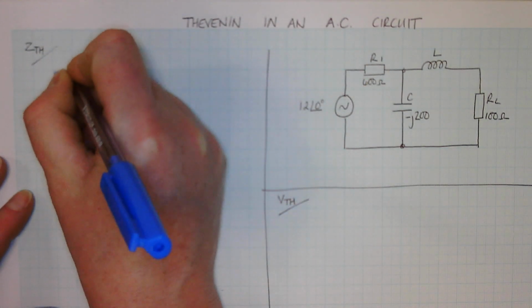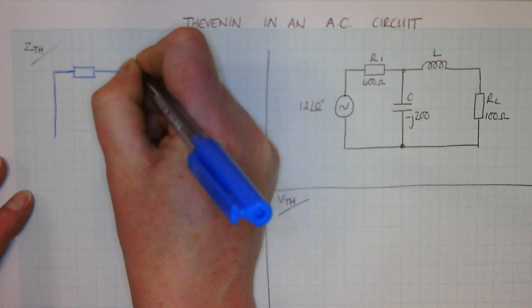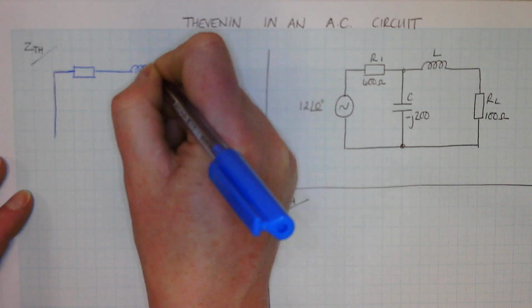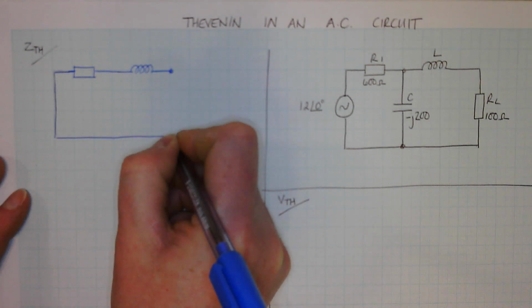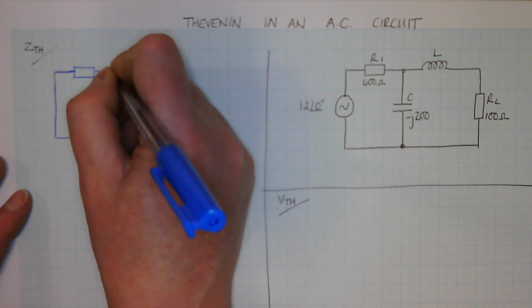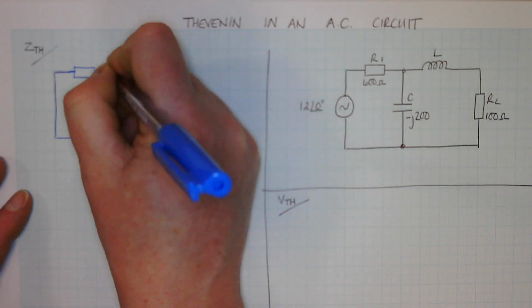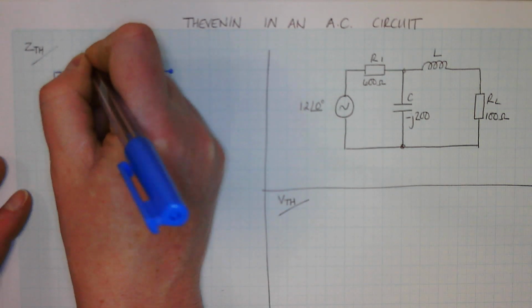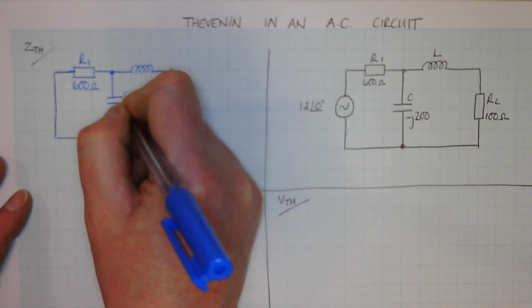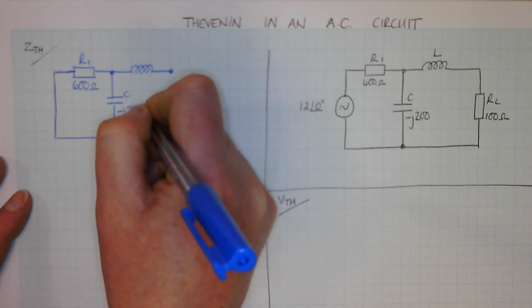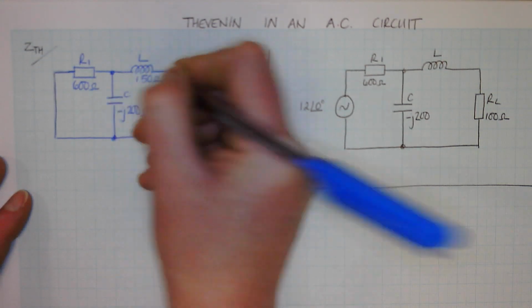So you short out your supply. You remove your load, leave those terminals open. Keep your component values the same. Just that one off of there.